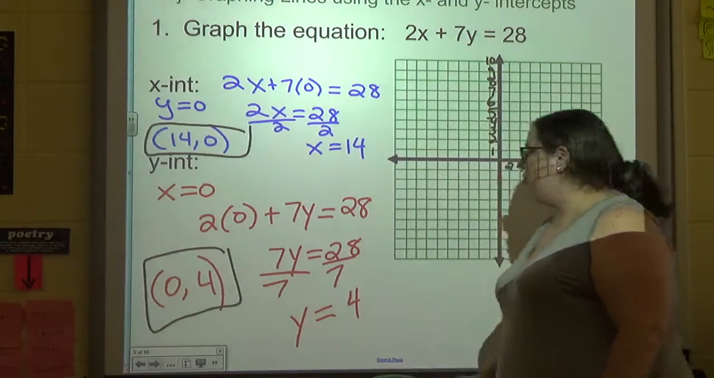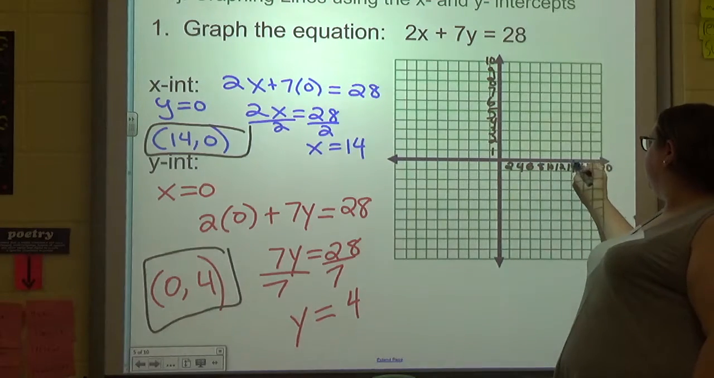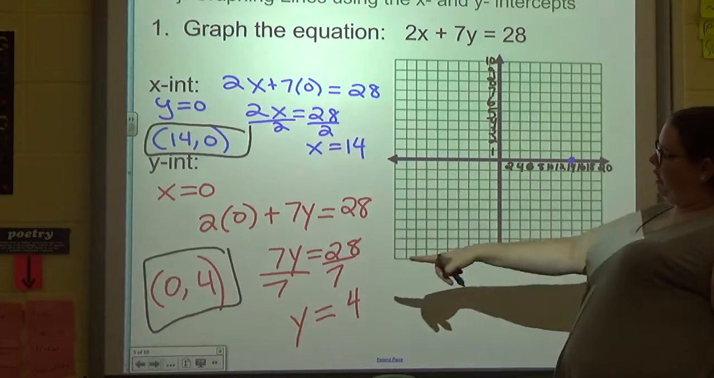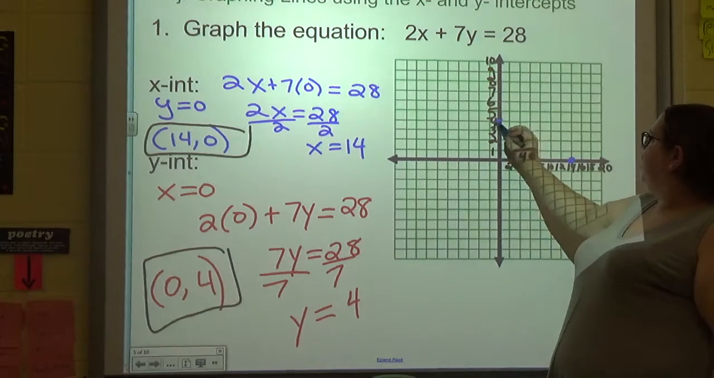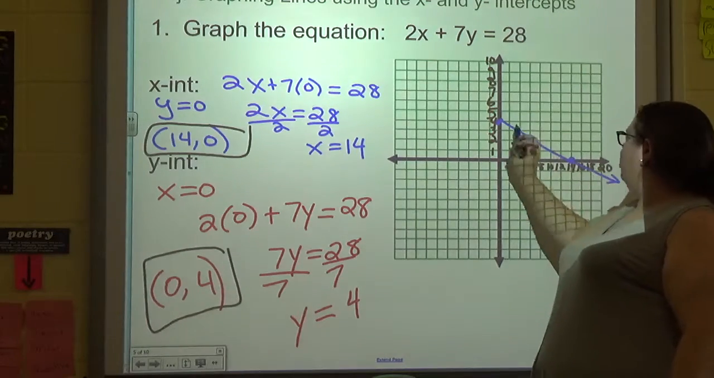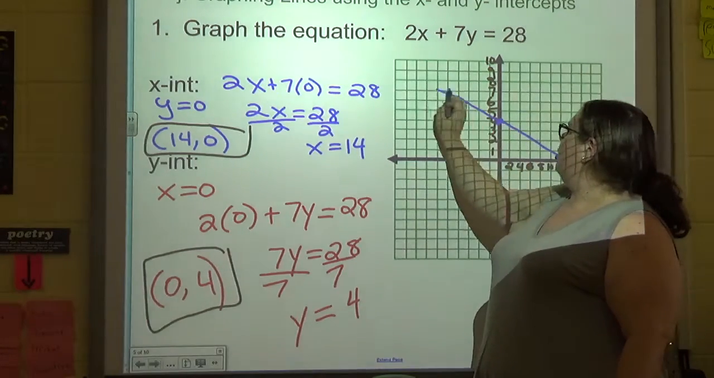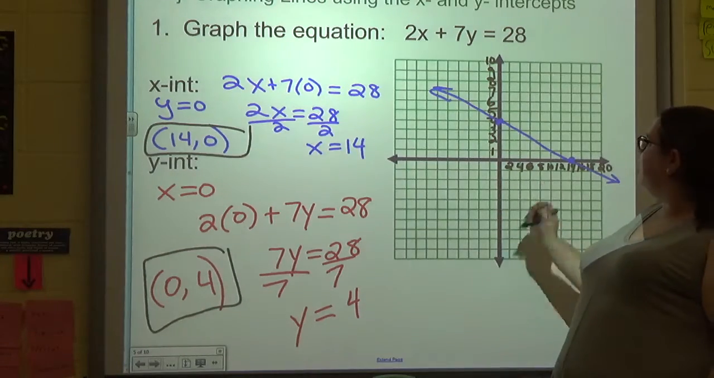So I'm going to use those 2 points, (14, 0), which is right here, and (0, 4): 0, 1, 2, 3, 4. Draw my line, because all I need are 2. I only need 2 points to determine my line. And that's the equation. That's our graph.